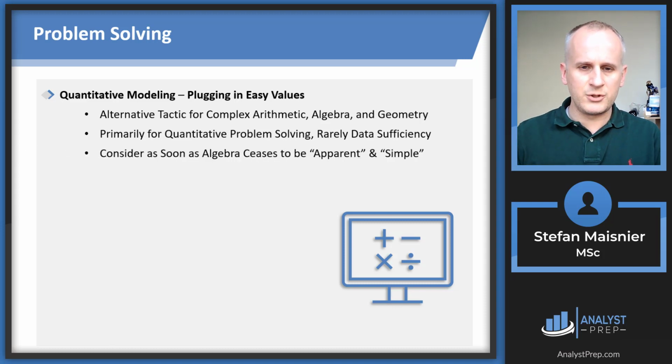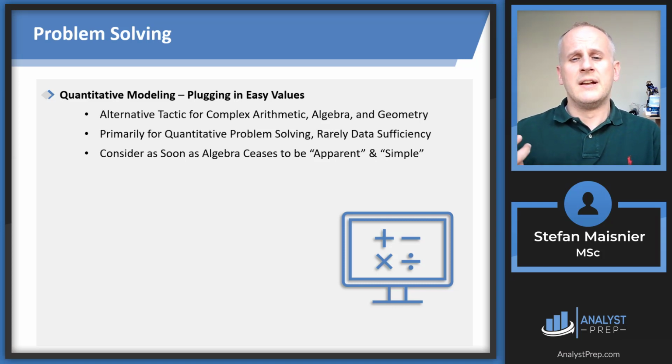Now, you'll want to do so as soon as whatever algebra you encounter, or just the math generally, becomes no longer apparent or simple. So what that means is, as we talked about in one of our earlier lessons, apparent means that you can set up the math, and simple means that you can solve it. So if you can do neither of those things at any time, you may want to consider if plugging in easy values might be a way to work the problem kind of from the back door.